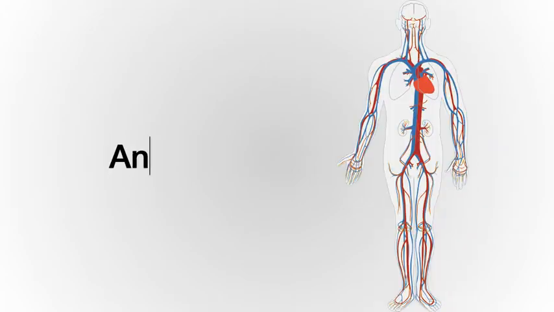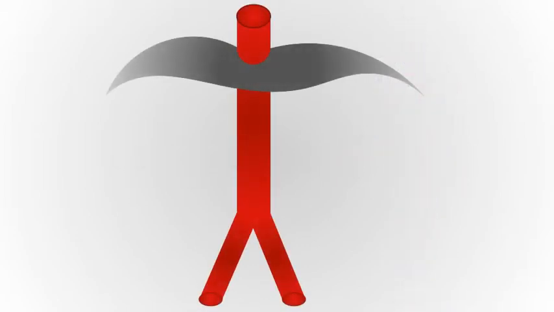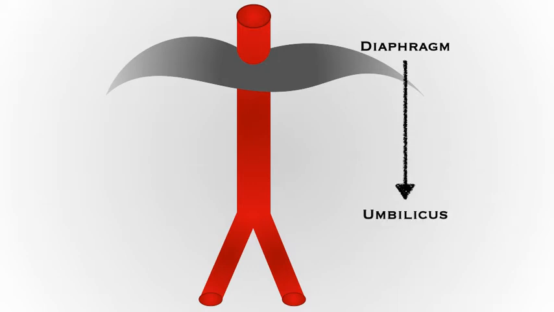But before you go saving any lives, we need to go over the basics. So let's talk about the anatomy of the abdominal aorta. The abdominal aorta is a retroperitoneal structure that starts at the aortic hiatus at the diaphragm and courses anterior to the spine until it bifurcates into the common iliacs at around the level of the umbilicus.